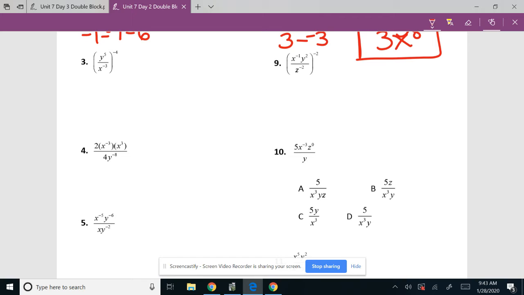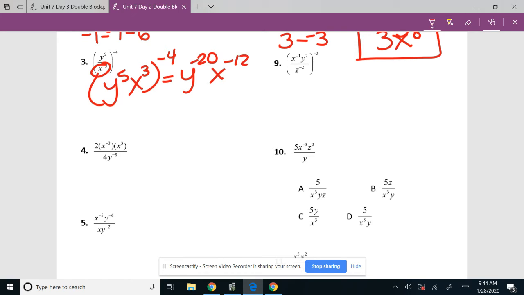All right, number 3. We do the inside first. I have a negative exponent right there. That means that negative exponent is going to go to the top. So y5, x3. Now I have the negative out here. Okay. All that means is that I'm multiplying. So y -20, x -12. I have 2 negatives. Okay, that means that they are both going to go to the bottom. So I'm going to have a fraction. 1 over, in alphabetical order, x goes first, y goes next.